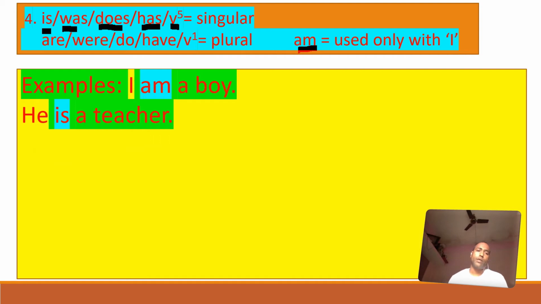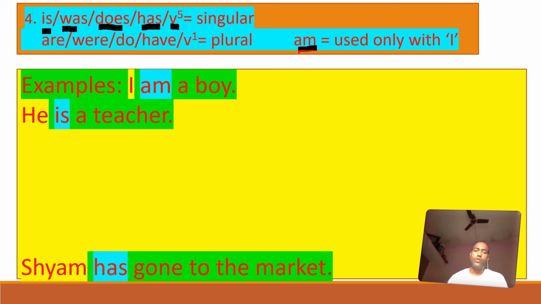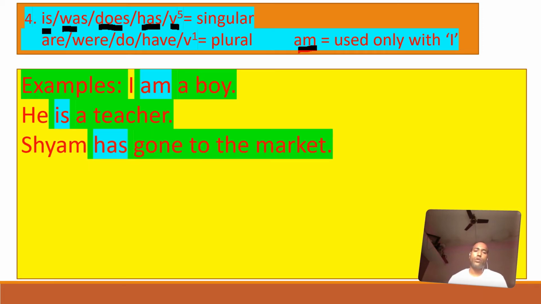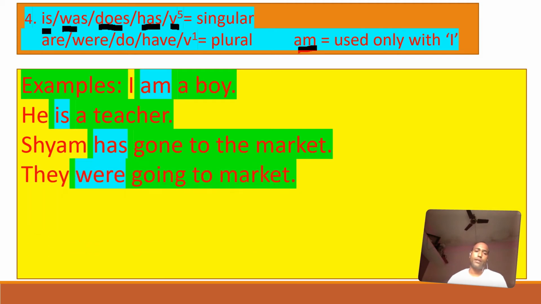Let us see another example. He is a teacher. Why he is a teacher? He is singular. Is is also singular here. So he is a teacher. Similarly, Sam has gone to market. Sam is singular and has is also singular. So Sam has gone to market.